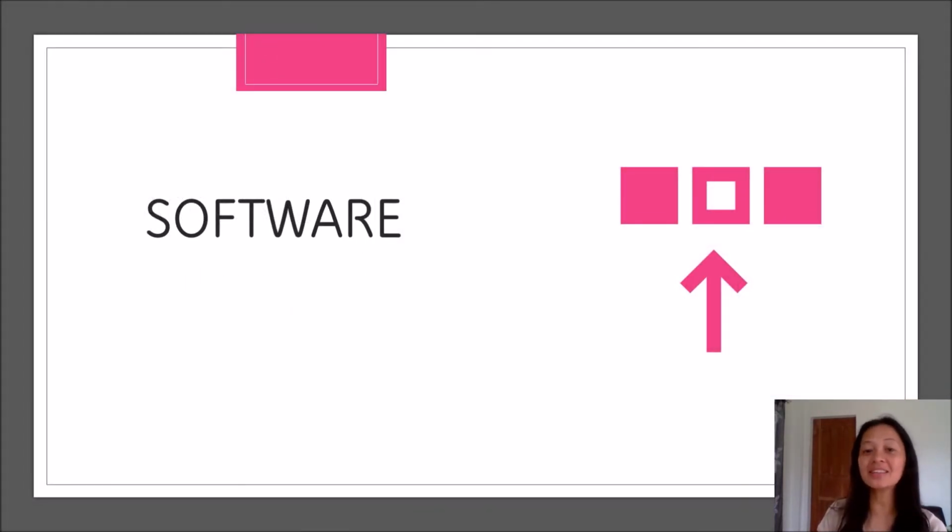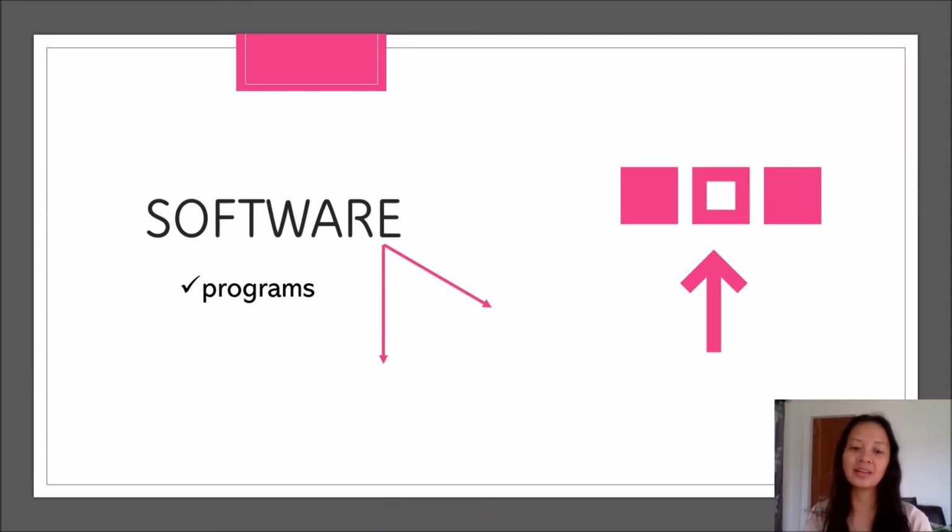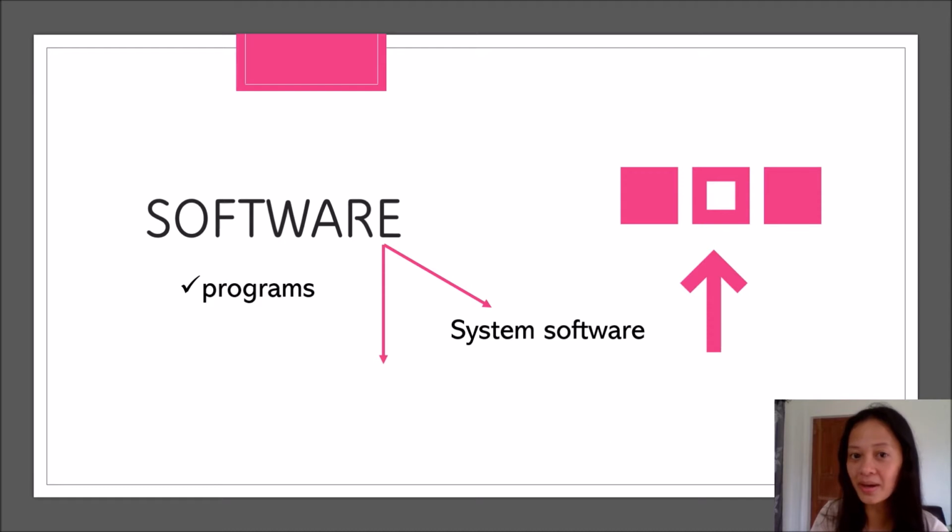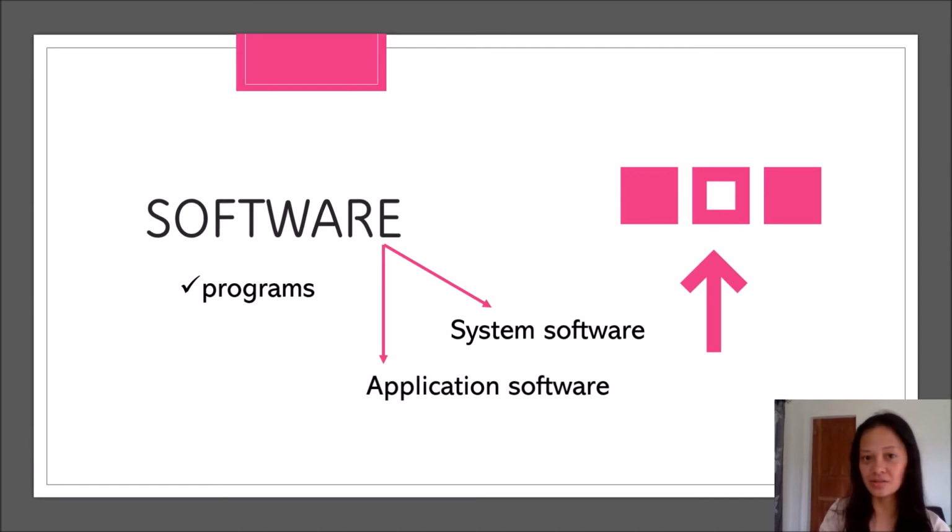Okay, the next element of the computer system is the software. The software are the instructions that a computer needs to follow in order to do certain tasks. These instructions are called programs. Now, software is of two kinds: the system software and the application software. The system software is responsible for the coordination of the activities in your computer or gadget. Application software does certain tasks.